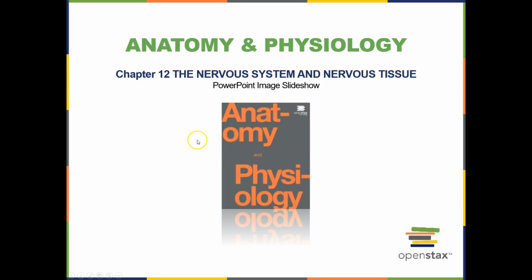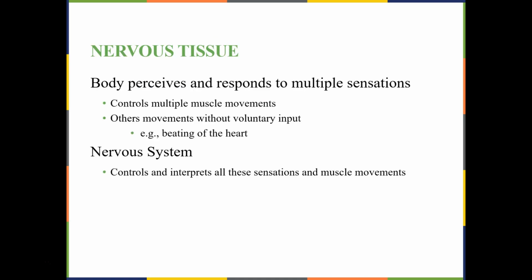So now we're in the nervous system. Chapter 12 talks about the different divisions of the nervous system and how we can describe the nervous system, as well as how nervous tissue functions.